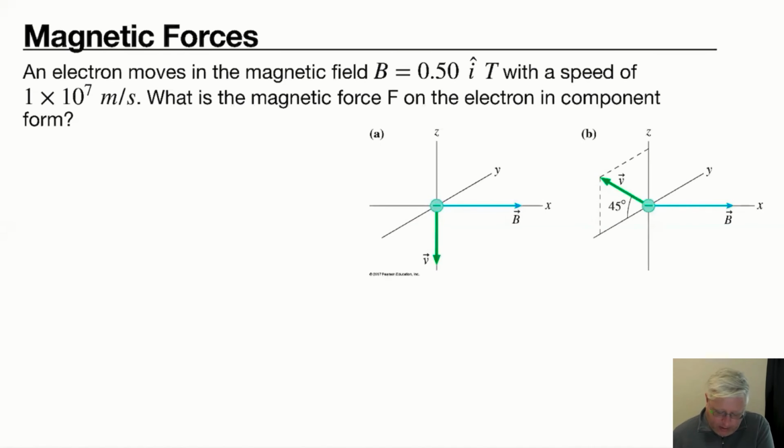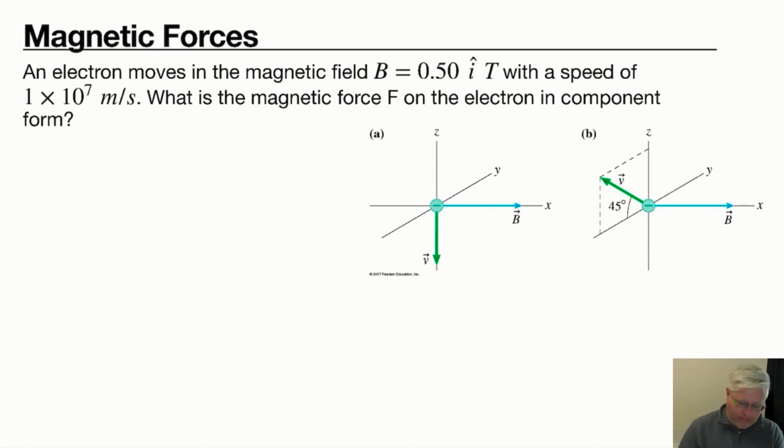Okay, so the first one, part A, is pretty simple. The magnetic field is pointing perfectly along the x-axis. The velocity of the electron is perfectly along the z-axis. So can you guess which axis the force is going to be along?